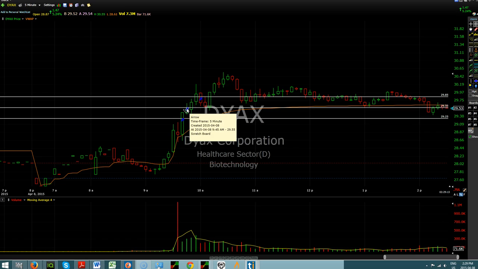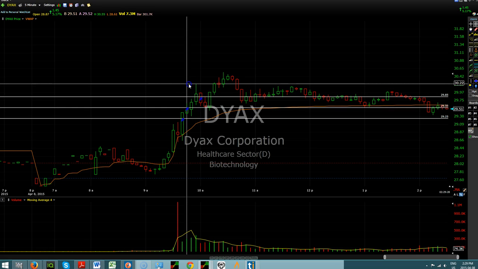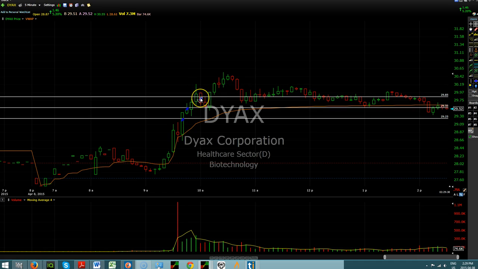I exited some almost immediately. These are 5-minute candles, so I exited some at 29.55. And then I was really hoping I was going to get $1 on this, but the bid wasn't up there. So as it started coming down, it actually went through the whole number of 29 again. I decided to exit the trade at 29.85, and this is actually going to be my trade of the day.